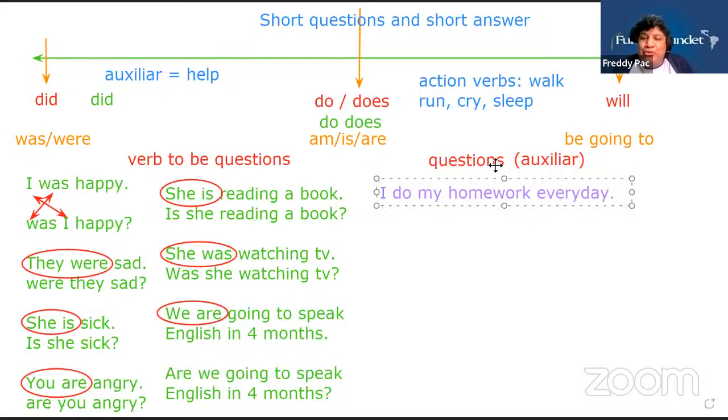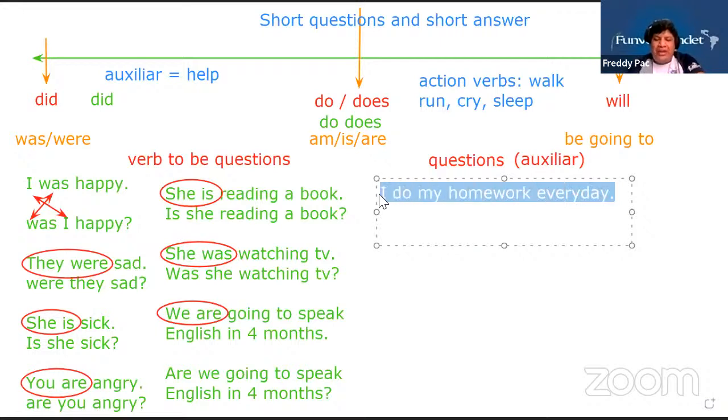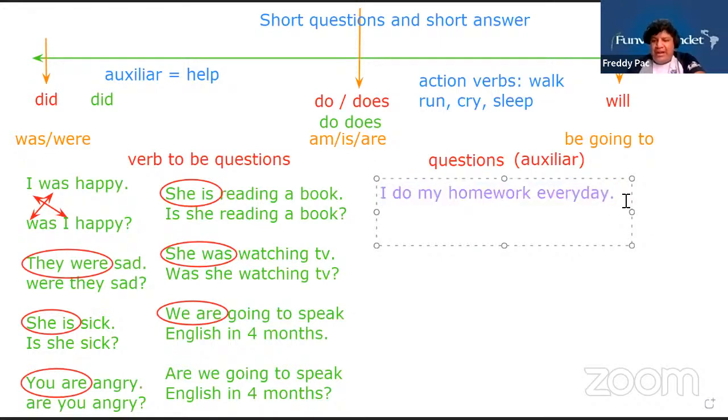But now I am using questions with auxiliary. Now, this is not an auxiliary, guys. This is the verb do. Now I am going to transform my sentence into a question. So first of all, what do I do? The first rule, guys, is to copy. Look, I am going to copy. I am not going to change anything. I am just going to copy. I do my homework every day. The only thing that I will not copy is the period.